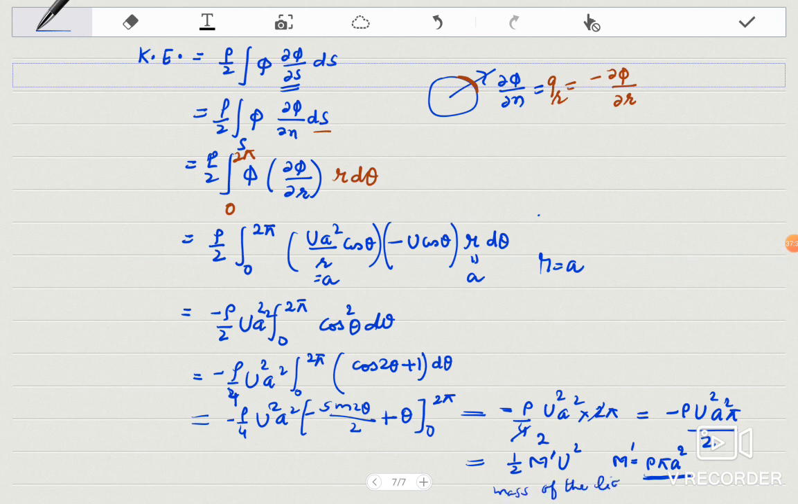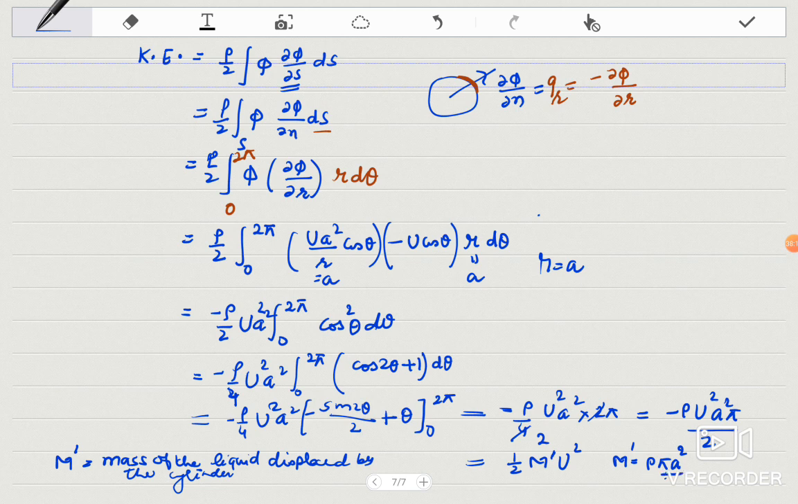M dash is the mass of the liquid displaced by the cylinder, as pi a square is the cross sectional area of the cylinder and rho is the mass density of the liquid. So multiplying the two you will get the total mass which is displaced by the cylinder.